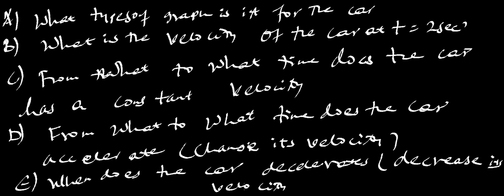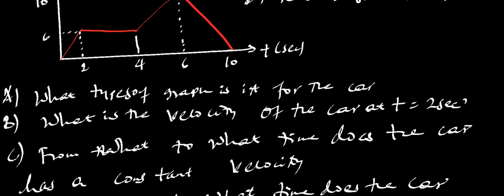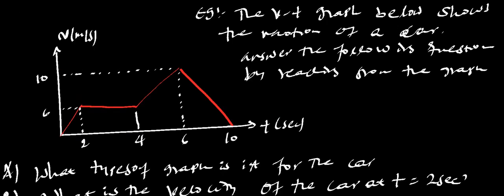One, what type of graph is it for the car? Let me show the graph again. Here is the graph. The figure shows the velocity-time graph for the car. As you can see from the graph, the car has different types of motion.